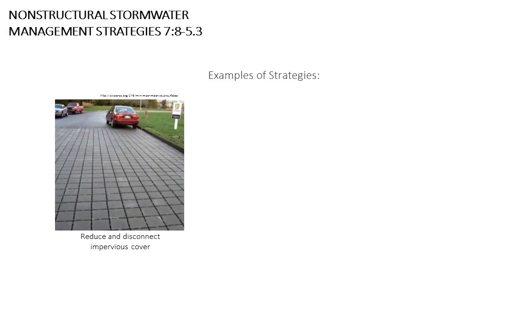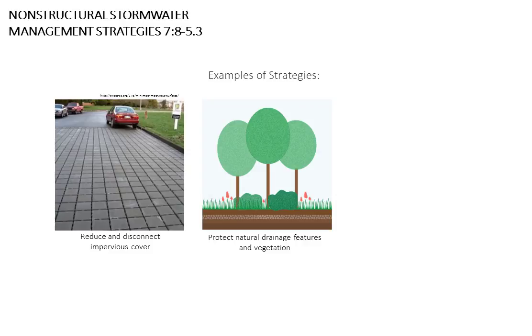The first design and performance standard is the non-structural strategy standard. Non-structural stormwater management is an approach to development that prevents or minimizes the adverse effects of development while maintaining the natural hydrologic response of a site to stormwater. There are 9 non-structural strategies that the stormwater management rules identify as satisfying this standard. These include strategies such as reducing and disconnecting impervious coverage, maximizing the protection of natural drainage features and vegetation, and providing vegetated open channel conveyance.